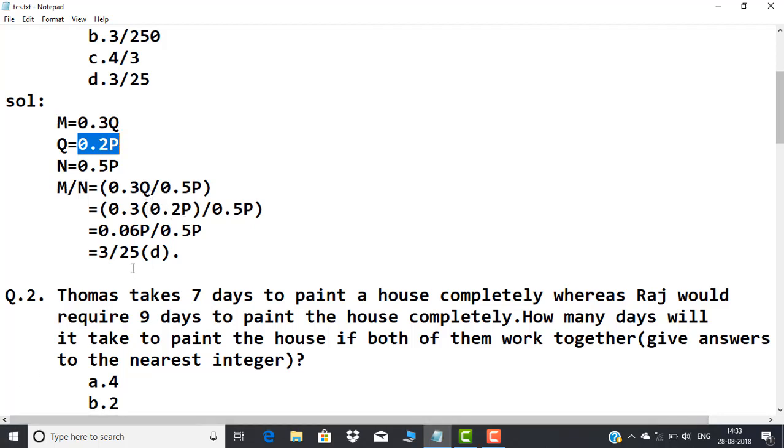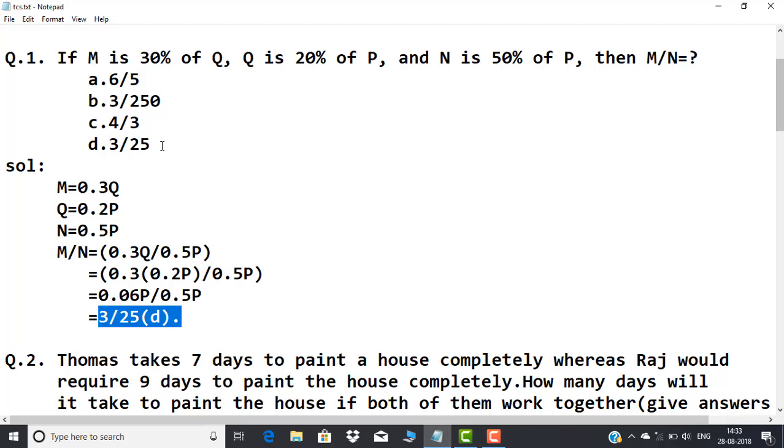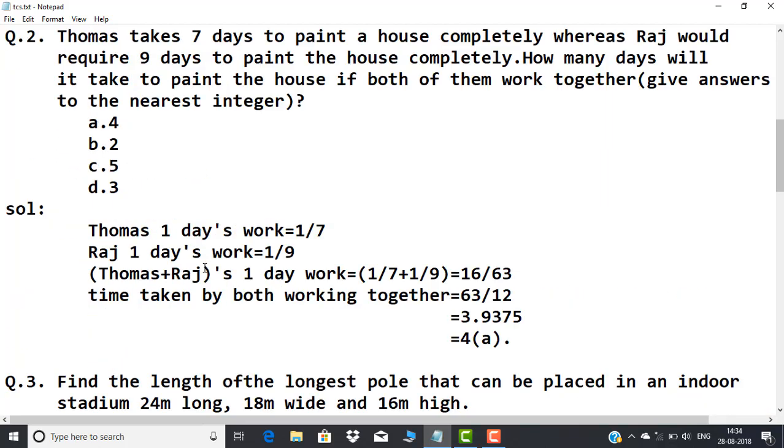When we multiply this 0.3 with 0.2 p, we get 0.06 p, and here we have 0.5 p. We did this because we need to have the same variable in both the numerator and the denominator. So finally we conclude our answer, that is 3 by 25. So the correct option will be 3 by 25. Okay, so let's proceed to question number 2.